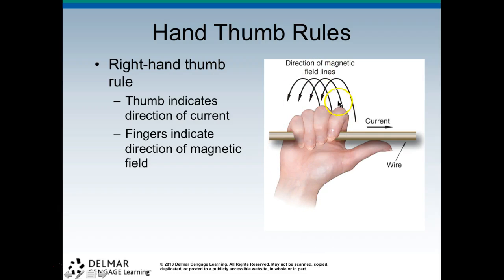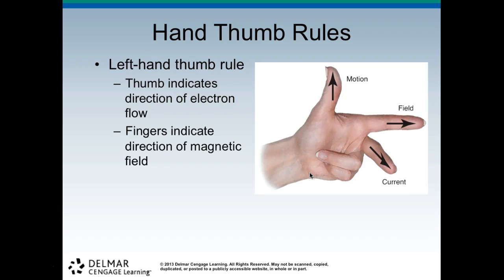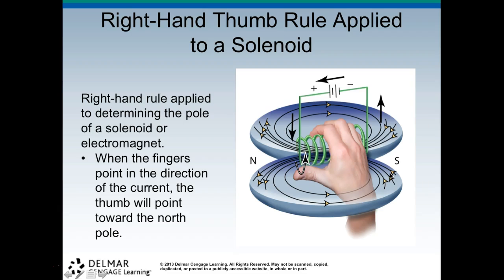So the direction of the fingers is your field lines, or your magnetic field. The right-hand thumb rule, or the left-hand thumb rule: the thumb indicates the direction of the electron flow, and the fingers indicate the direction of the magnetic field. So you can see the field here and the current here. So this finger is coming straight at us. And there are a lot of videos showing you how the right-hand, left-hand rule applies.